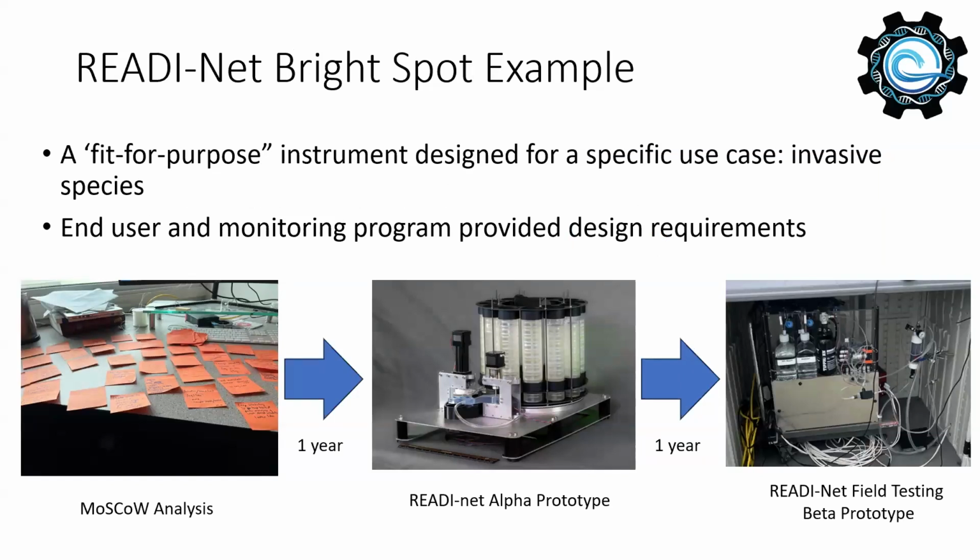bright spot example, I will use the ReadyNet project as a bright spot. This was a fit-for-purpose instrument design, and we were able to iterate really quickly on developing an instrument for the ReadyNet program based on having direct feedback from the end users. So we got the USGS folks in a room and did a MoSCoW analysis, which is must have, could have, should have, or will not have. And out of, I don't know, 10,000 stickies that I went through on my desk, we got to a concrete list of a dozen things that they really wanted that it needed to have.